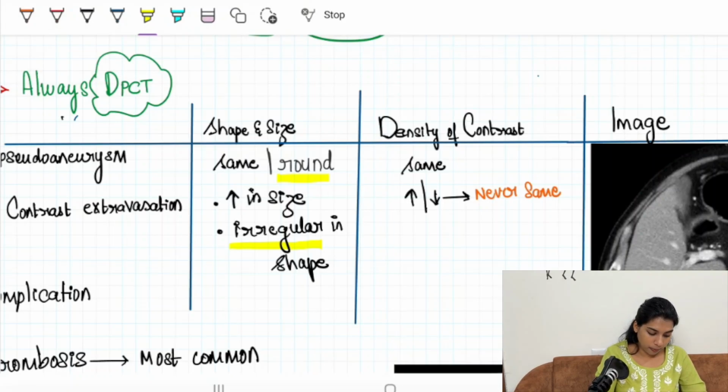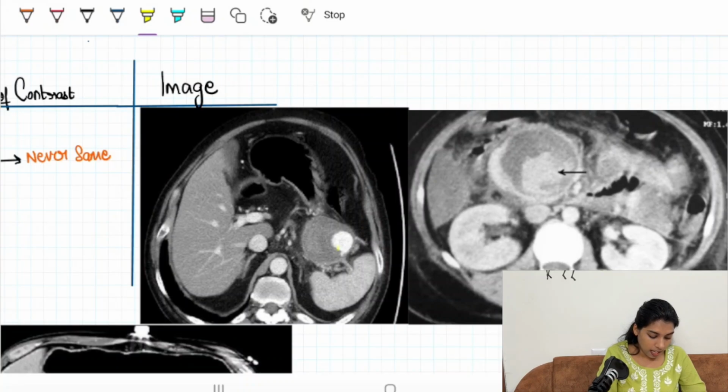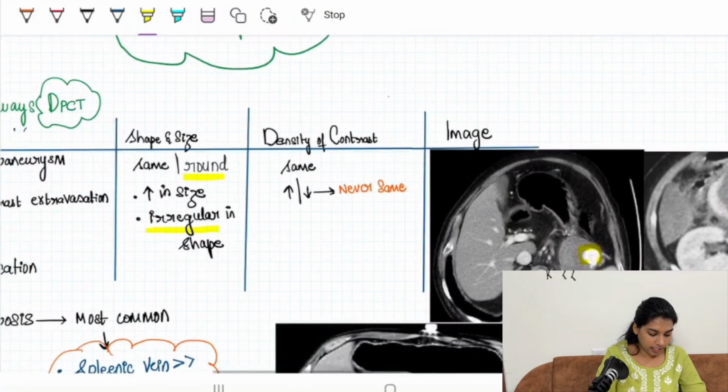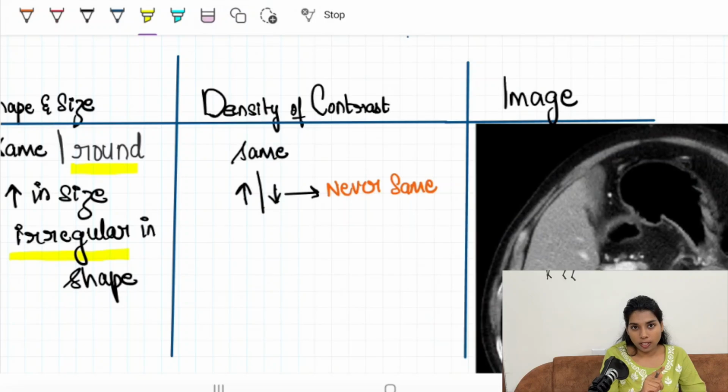We'll look at it with an example. These are the 2 examples where we can see in the first case that this is a rounded lesion, right? So this is most likely a pseudoaneurysm, and here you can see that the lesion is very irregular. So this is a contrast extravasation. Now the second criterion is that we look at the density of contrast. If the density of the contrast is matching that of the blood pool and the density remains the same on both arterial and venous phase, then it is a pseudoaneurysm, right?